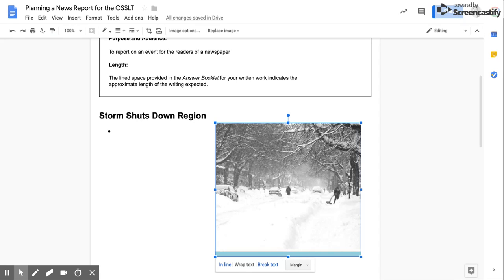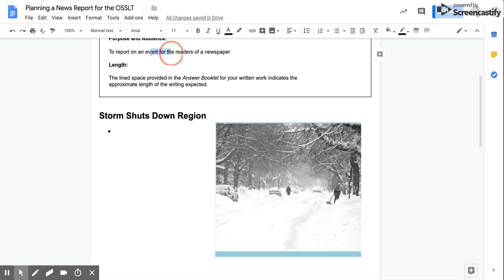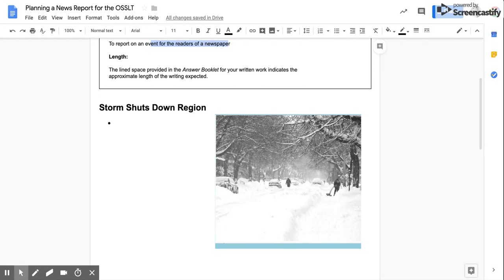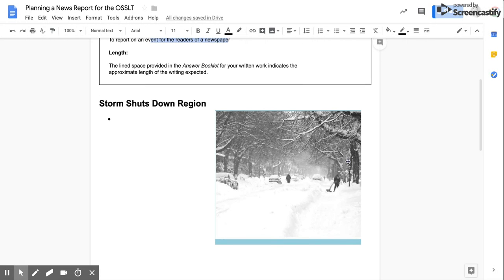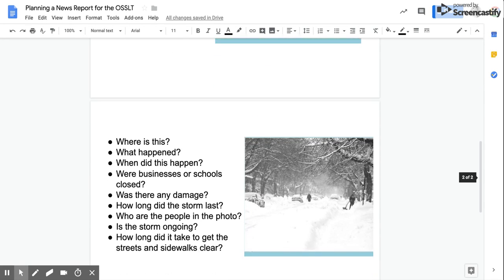And the reason why this is a really good strategy is because your task is to report on an event for the readers of the newspaper. And if you can develop the questions that you have, then chances are people reading the newspaper have the same questions. So when I look at this headline and this photo, I think about these questions.